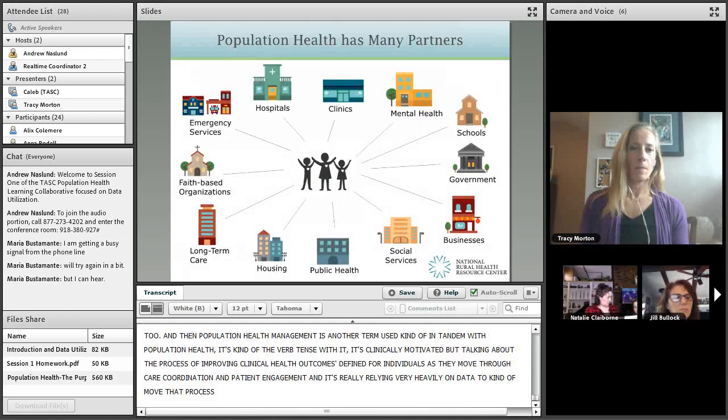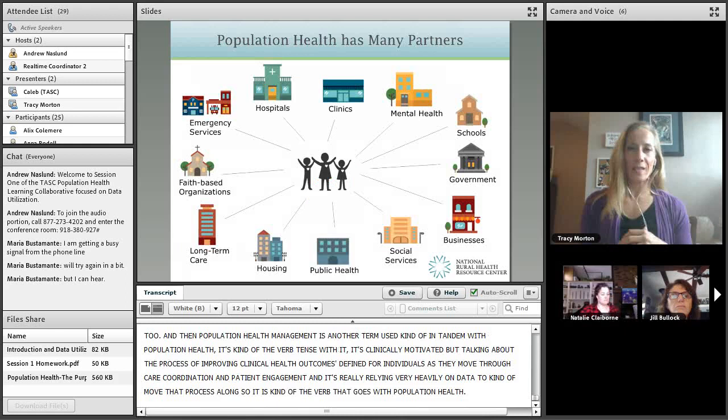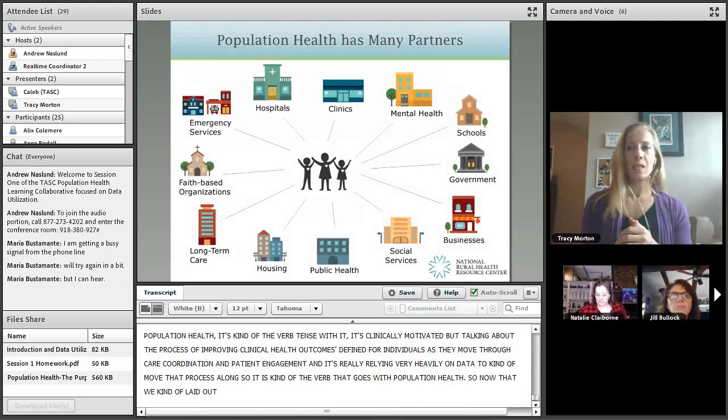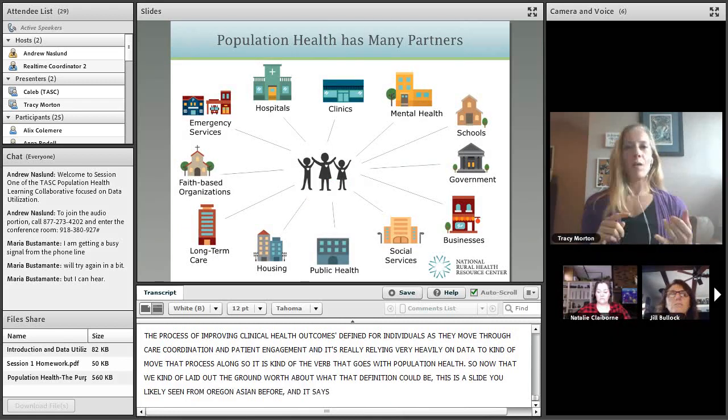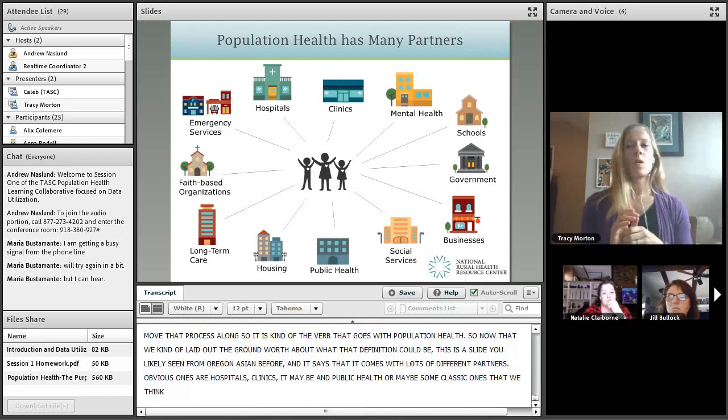And then population health management is another term that's used in tandem with population health. It's the verb tense of it. It's very clinically motivated, but it's talking about the process of improving clinical health outcomes in a defined group of individuals as they move through care coordination and patient engagement. And it's relying very heavily on data to move that process along. So it is the verb that goes with population health.